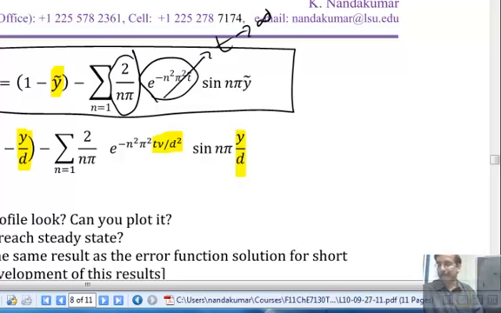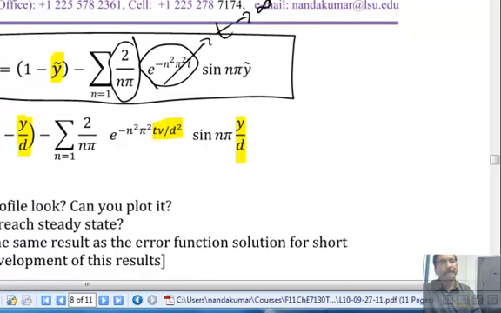Okay. So how will the velocity profile look? Can you plot it? If I ask you to plot it in an assignment, you should be able to use Maple or MATLAB to compute. You need to compute a few terms in that series. And the other important question is, how long will it take to reach a steady state? And will this solution give the same result, the question that you asked, as the error function solution for short times? Leal has a nice development of this one.